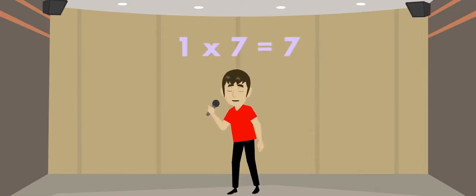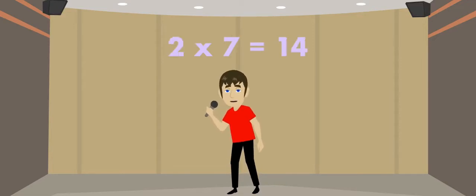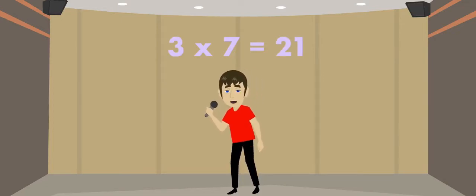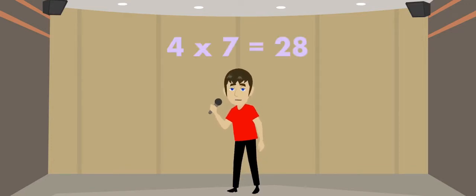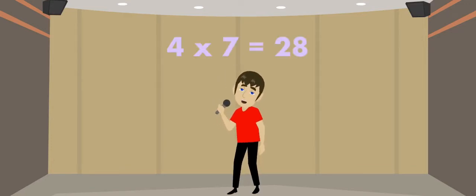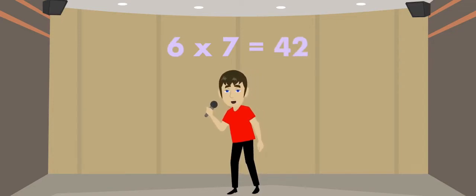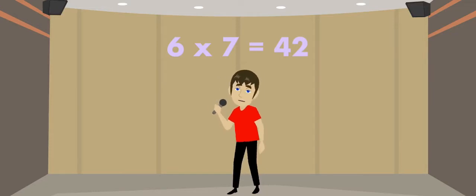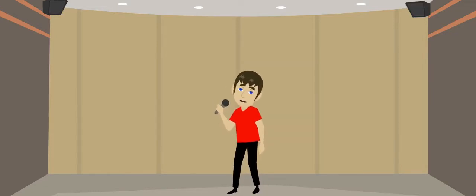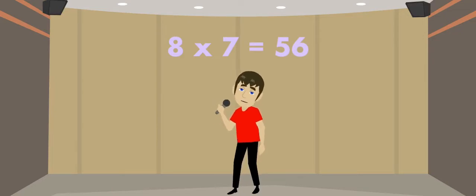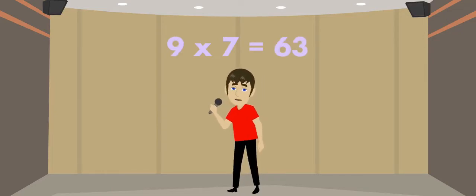One times 7 is 7. 2 times 7 is 14. 3 times 7 is 21. Multiplying can be lots of fun. 4 times 7 is 28. 5 times 7 is 35. 6 times 7 is 42. Multiply by 7. 7 times 7 is 49. 8 times 7 is 56. 9 times 7 is 63.